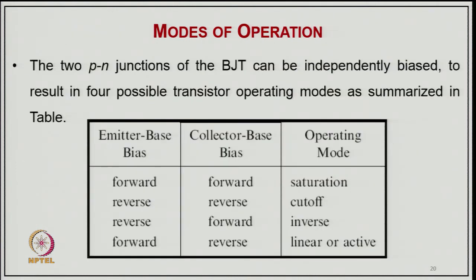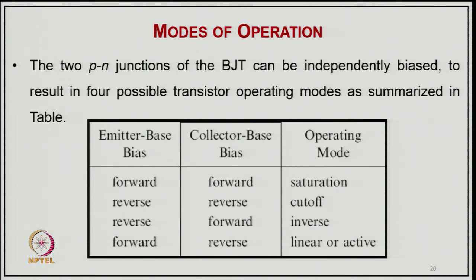Now, coming to the 2 p-n junctions of the BJT, they can be independently biased to result in 4 possible transistor operating modes, as summarized in the table. So we have the emitter base bias, collector base bias, and the operating mode. If the emitter base junction is forward biased and the collector base is also forward biased, both are forward, which we discussed last time, the transistor operates in the saturation region. This means the drop in VC is very small. It goes into saturation and the current is decided by the external circuit in the transistor.